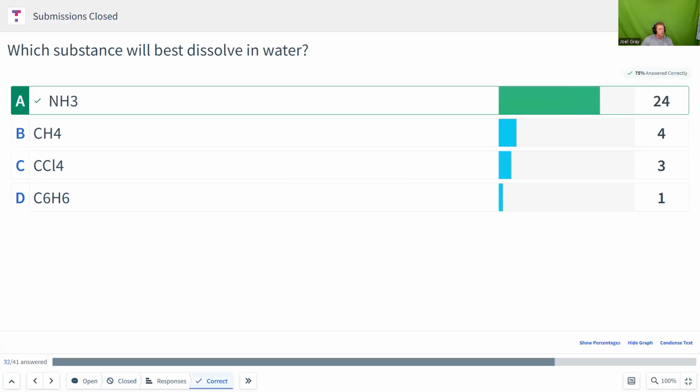Okay. What do we get? 75%, pretty strong showing. CH4, CCl4, we saw those on the previous slide. Those would not dissolve well in NH3. C6H6 is a little bit of a curveball because we haven't talked about that one yet. But you can look at that and say, well, that's a carbon and hydrogen containing compound. Chances are that's going to be nonpolar, which is an important thing to keep in mind. If something's a bunch of carbons and hydrogens, it's more than likely nonpolar.